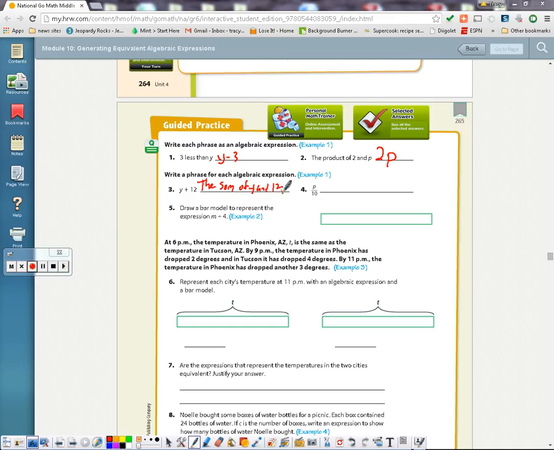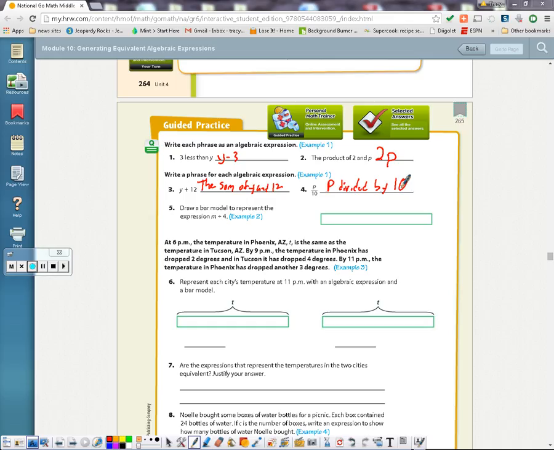So how about for number 4? Who's got one for that? Winter. Is 10 being divided by p? No. p divided by 10, exactly. Any other ways you could have done that? You could have said the quotient of p and 10, or 10 divided into p. A couple other options.